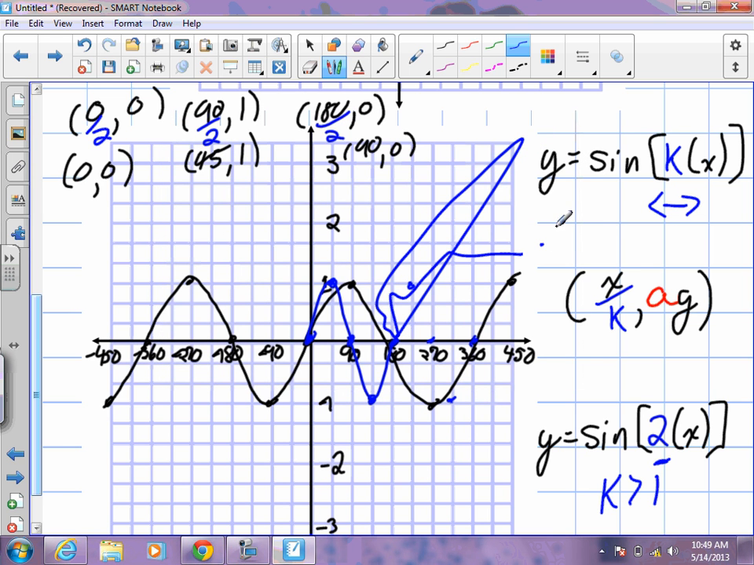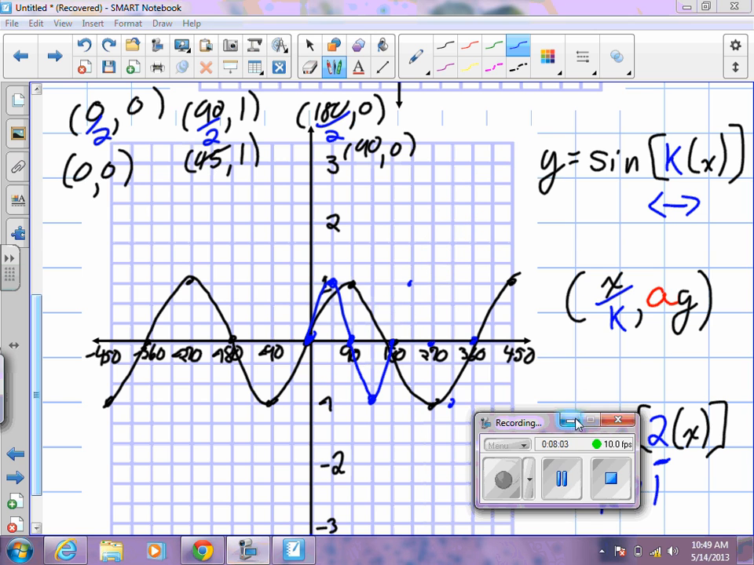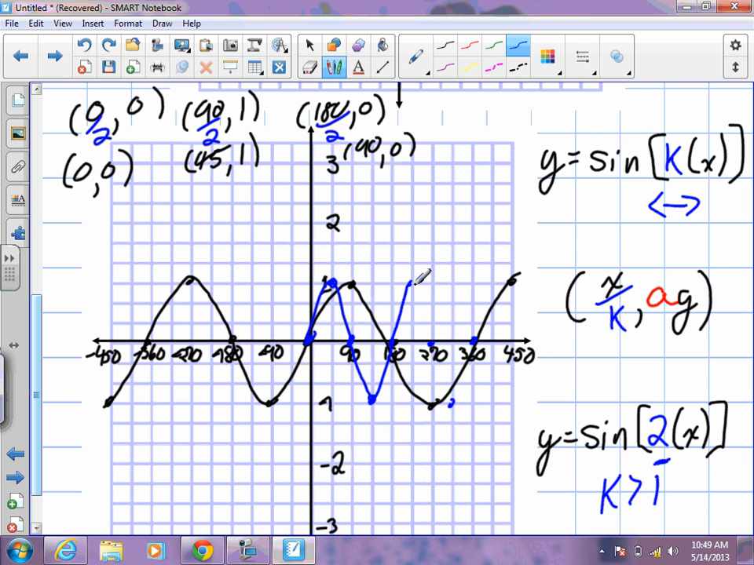Where we used to have only one period, let me fix that. We're back. So like we were saying before, the period used to be 360, but because our k value was 2, it compressed it. So we now have 2 periods in 360 degrees. The period is sliced in half. Then we would just continue that pattern like we said. Okay? And that's for when k is greater than 1.